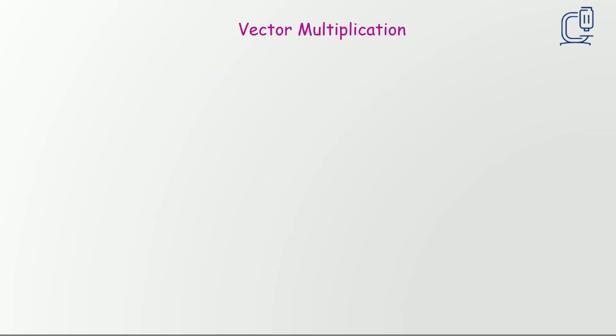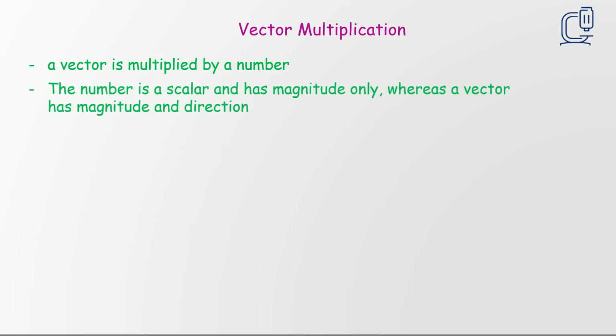Let's look at vector multiplication. Vector multiplication is when a vector is multiplied by a number. The number is a scalar and has magnitude only, whereas a vector has magnitude and direction. To multiply a vector, we multiply each of the components by the scalar number. So let's go through an example.